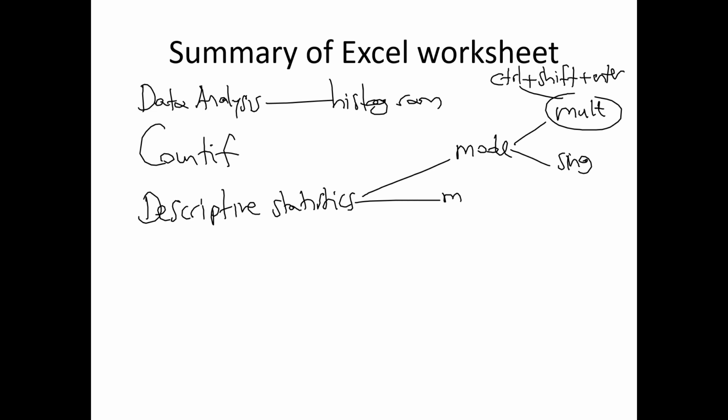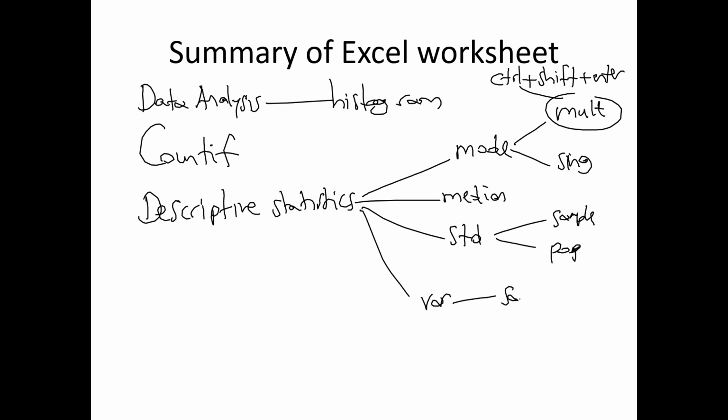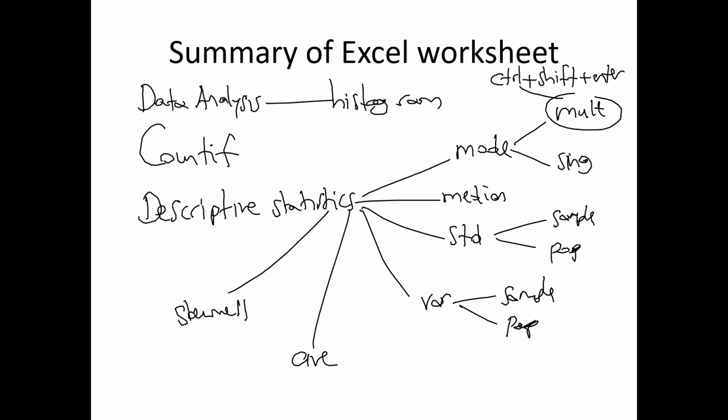And then descriptive, we had the median in Excel. In Excel we had the standard deviation, and this one is for the sample, and there is one for the population. Similarly, we had the variance, which has one for the sample and one for the population. And then we had the average. So these are the descriptive statistics. We can go one by one, or you can just select the overall data and descriptive statistics will give you the summary.